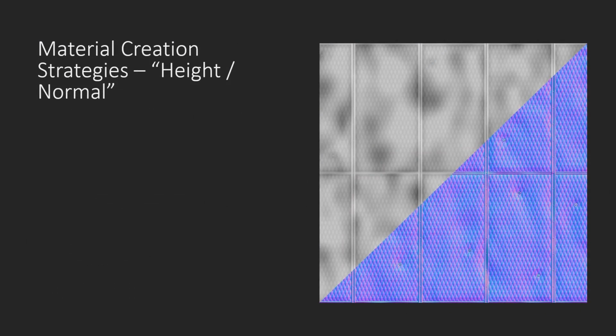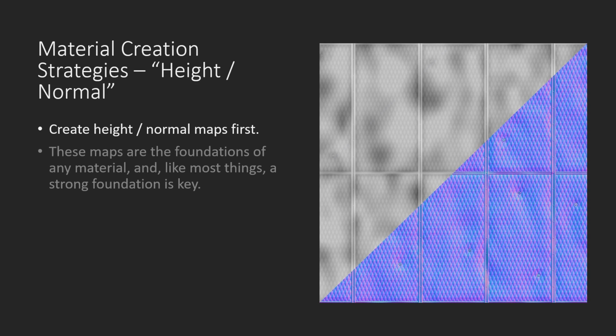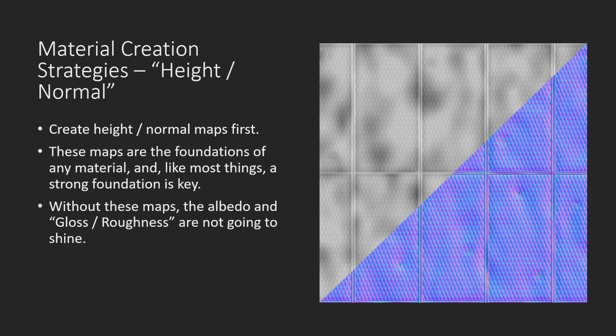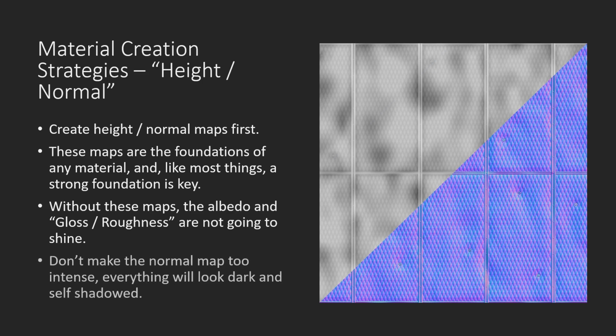All right, and so this is how I think about height and normal. Like I mentioned earlier, you want to create these first. They're the foundations of any material, and a strong foundation is key. Without these maps, the albedo and the gloss roughness are not going to shine. You don't want to make the normal map too intense, or everything will look dark and self-shadowed.